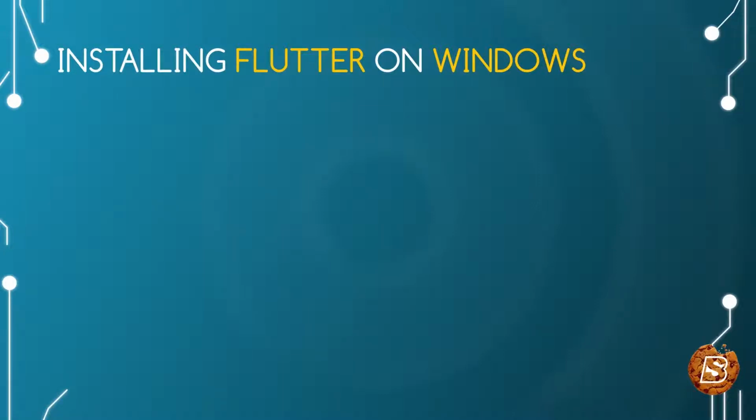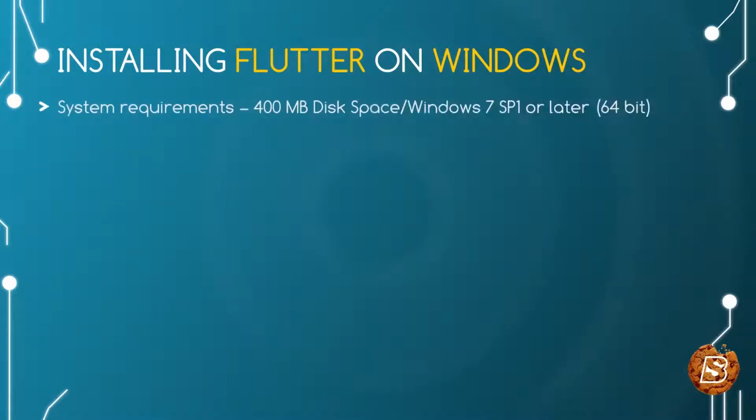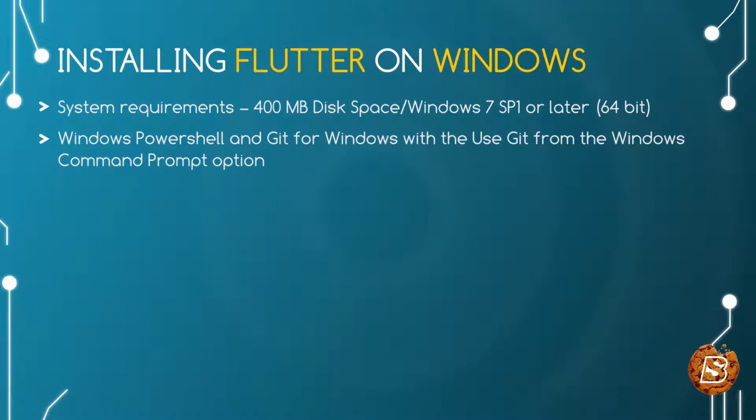In order to install Flutter on Windows, the basic system requirement is to have 400 MB of disk space, and the operating system should be Windows 7 SP1 or later, and it must be 64-bit. You must have Windows PowerShell and Git for Windows installed, with the option use Git from the Windows command prompt. We then need to have Flutter SDK.